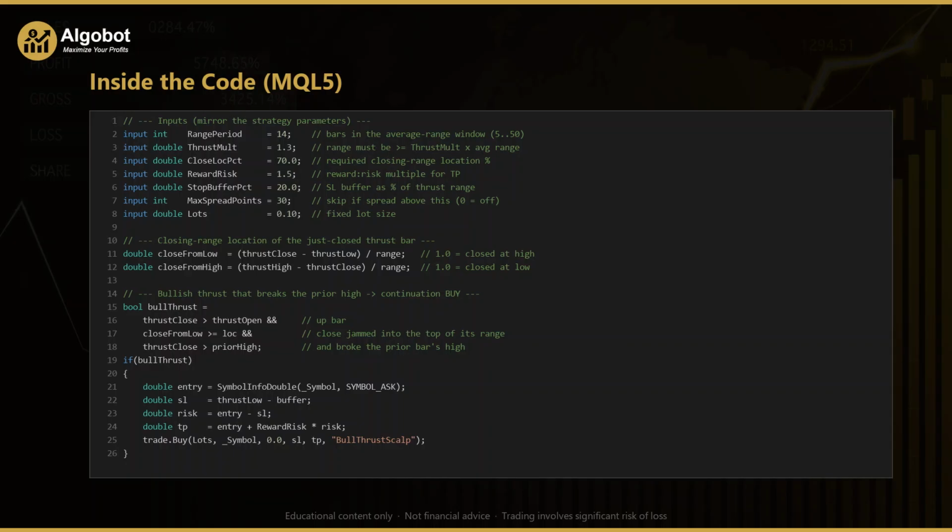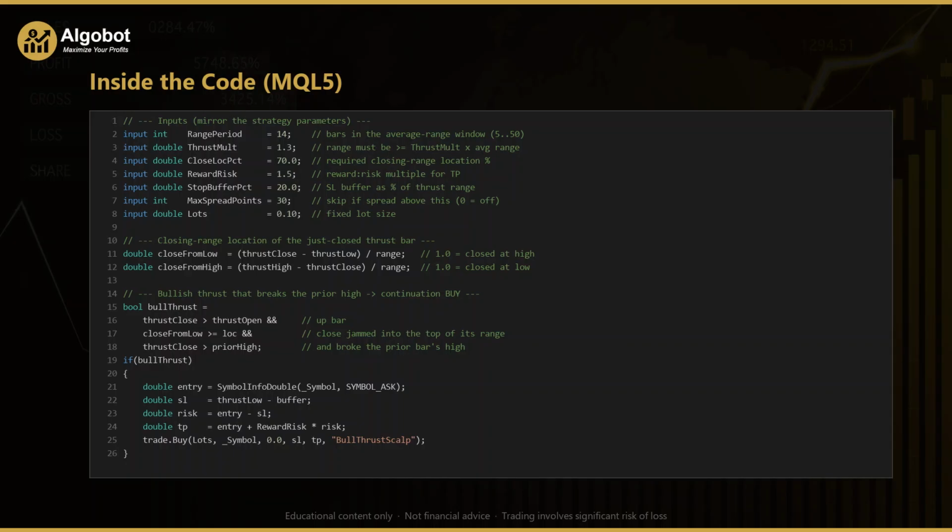The code first computes the closing range location two ways. Close from low measures how far the close sits above the bar's low, as a fraction of the range, where 1.0 means it closed right at the high. Close from high is the mirror for the downside. Then the bullish condition is assembled. It is true only when the candle closed above its open, when close from low is at least the required location, and when the close finished above the prior bar's high.